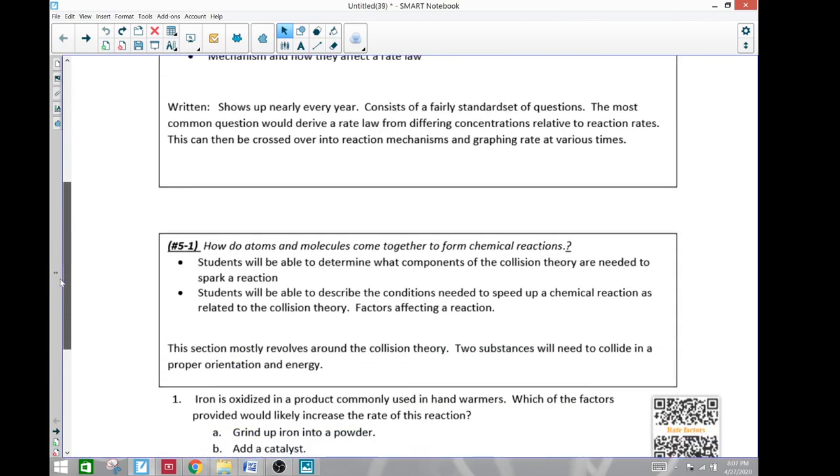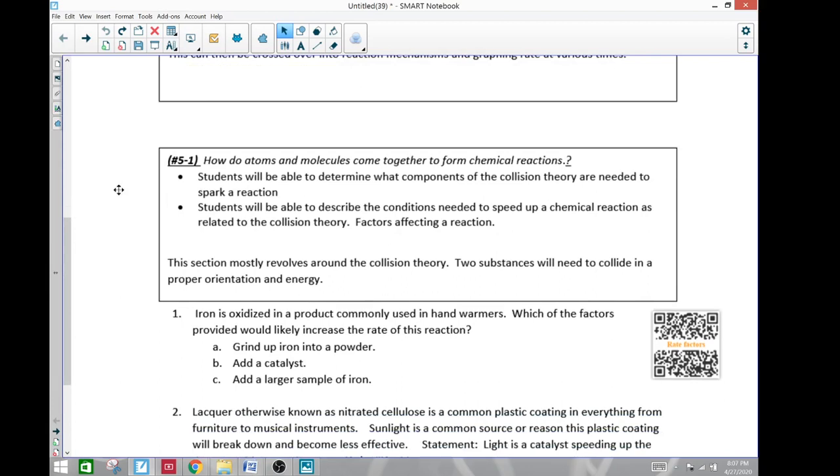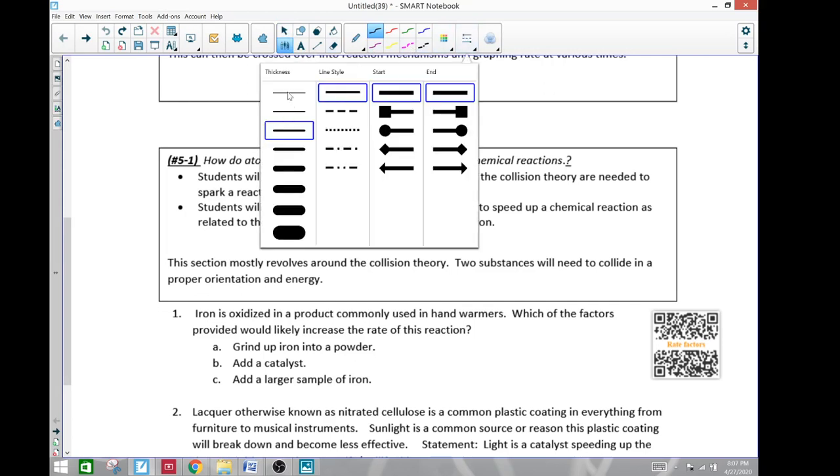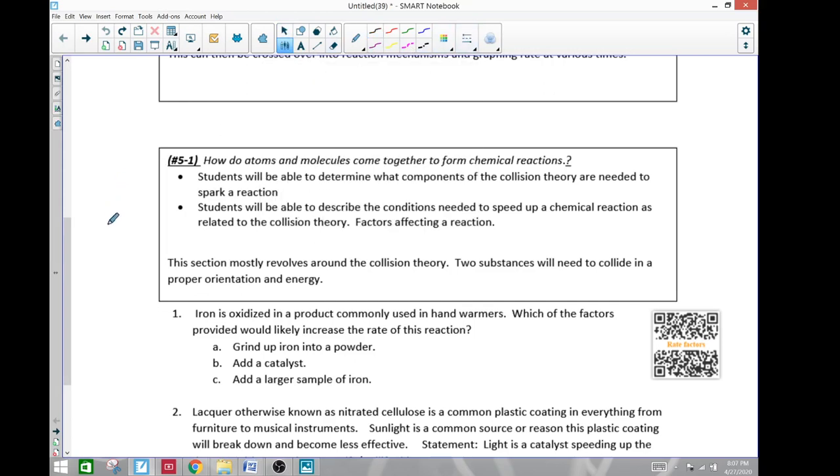All right, first piece here is our standard. How do atoms and molecules come together to form chemical reactions? This is commonly referred to as sort of reaction mechanisms. All right, so this section revolves around collision theory. Two substances will need to collide in a proper orientation.